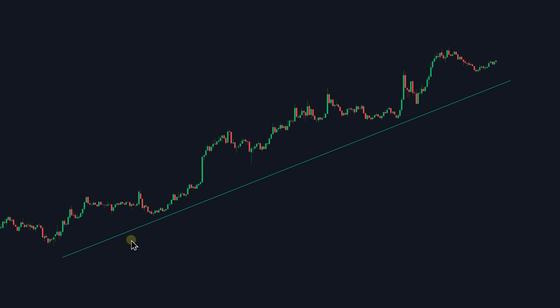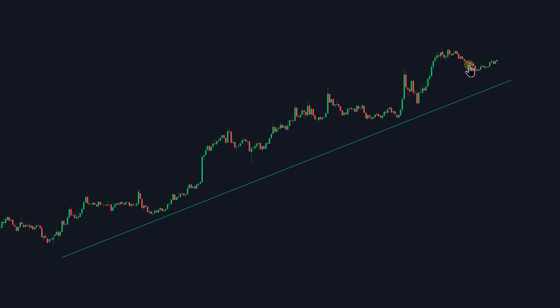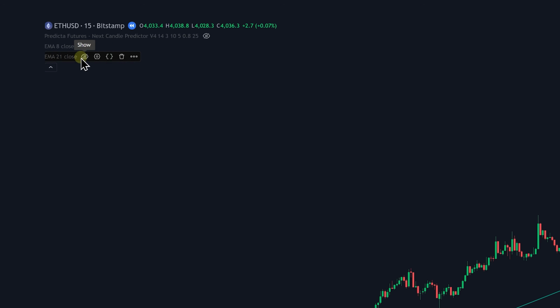Looking at how I drew mine, you can see that the trend line is moving upwards with price, and the price has already bounced from it twice. This confirms that the market is bullish and tells us that if price comes back to this trend line again, there is a good chance it could bounce and continue upwards.